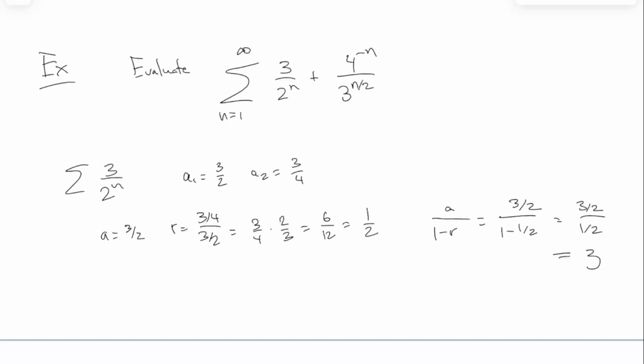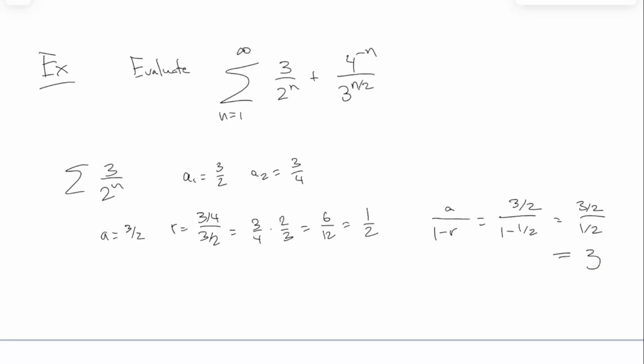Can we talk about these? I don't know if everybody is finished or not, but they're pretty routine as long as you don't mess it up. I hope I didn't mess up the first. So I did the first one first. I got R was a half. Make sure you divide in the proper order. It's the second one divided by the first one. And I got A, the first one, is 3/2. So I ended up with 3 as what the first one converges to. Anybody agree? Yes, okay, great.